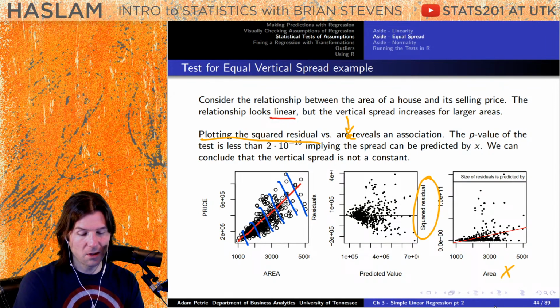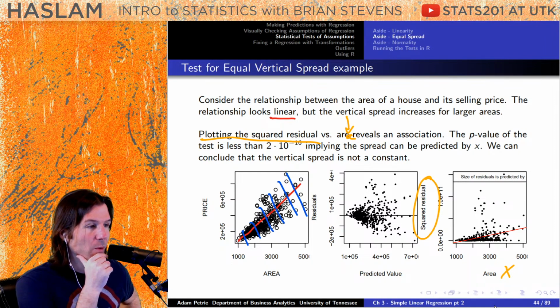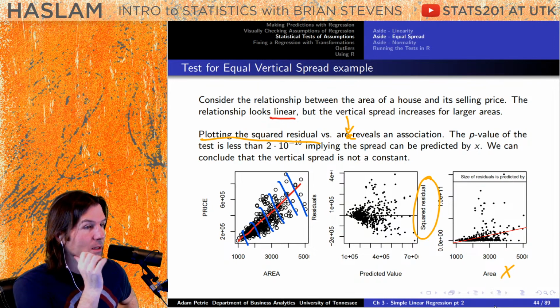We don't always look at the squared residuals. The reason we would square the residuals is that all the residuals would then be positive. And it looks to be that there is some sort of unexplained variation.